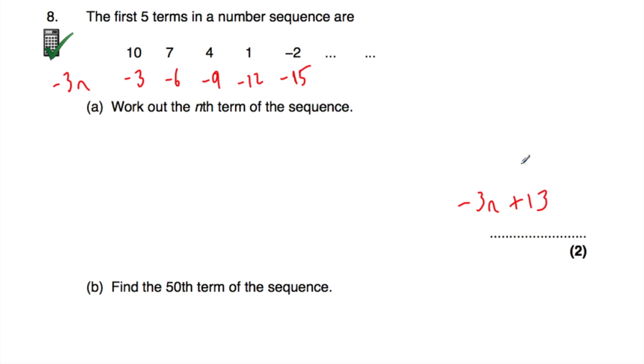Now, you might actually write this a slightly different way. You might encounter it a slightly different way. Rather than being negative 3n plus 13, some people might write it as 13 subtract 3n. They do the whole thing the same.